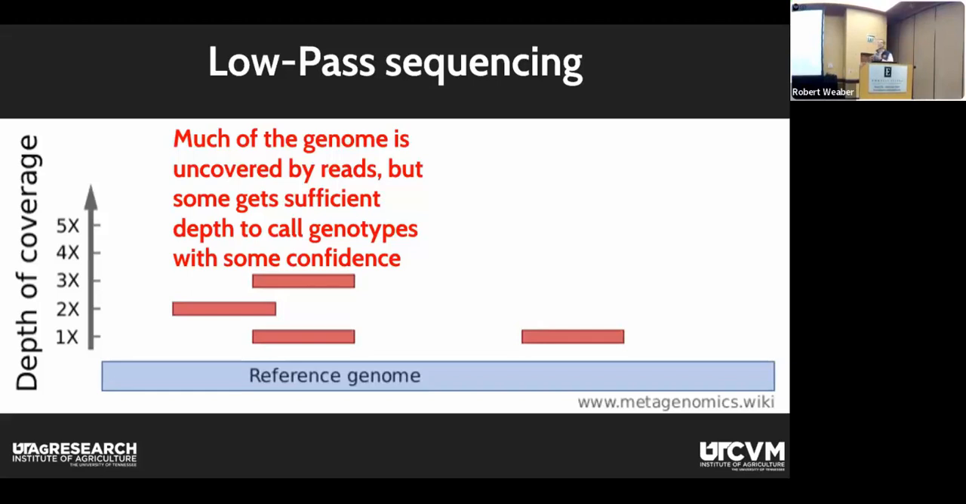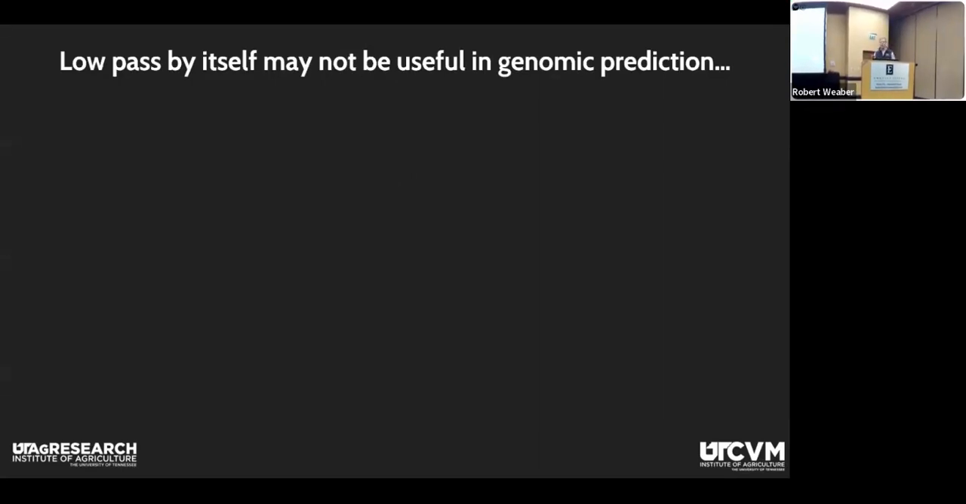So we're reliant on these areas that get covered by sufficient reads in order to call genotypes or represent genotypes as a dosage with some level of confidence, such that we can use higher coverage animals in imputation, which we'll talk about in a second, to fill in these missing spots that aren't supported by either a sufficient number of reads or any reads at all. And so the important thing to keep in mind about low-pass in that context is that it may not be useful in genomic prediction on its own.